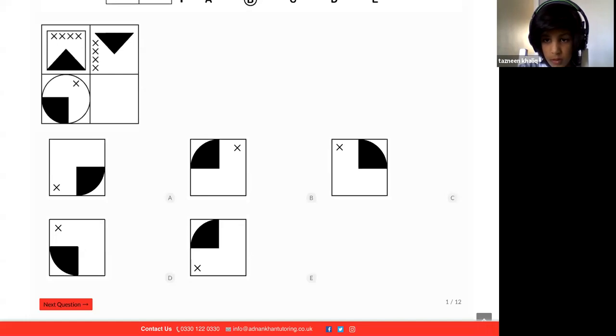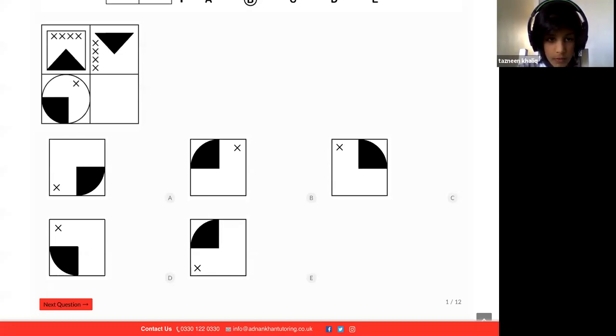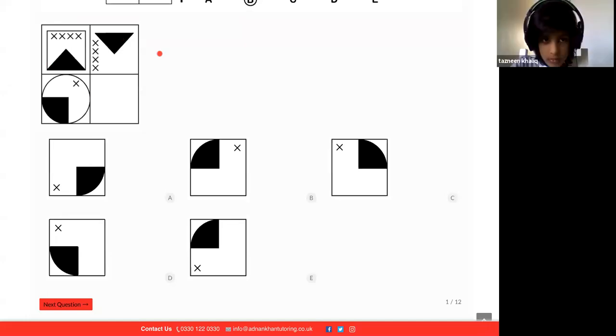Yeah. Because at the bottom left of this picture over here, the bottom left is shaded. So to finish that, you'd have to go for A, but that's not the answer. The answer is C. Okay, so just explain to us very quickly the actual pattern from the top left to the top right.